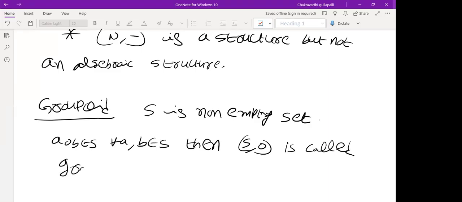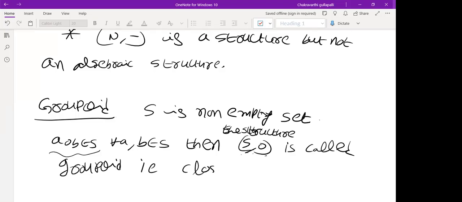It is a structure. I am not saying it is an algebraic structure. Algebraic structure is different. A structure means any set with some operation. This structure is said to be a groupoid provided a circle b belongs to S, that is, the closure axiom is satisfied. If simply the closure axiom is satisfied, then it is said to be a groupoid.